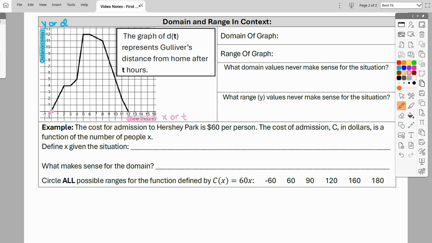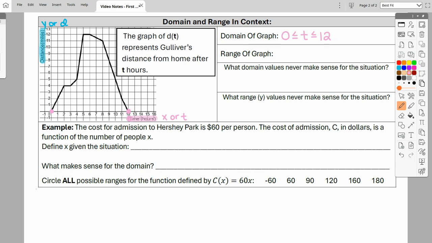For the domain of my graph, I look all the way left and I see my graph starts at the point of 0. I do include that point, it is part of my graph, so I put an equal sign under my less than sign. And this time, instead of x, I'll put t, since we're talking about time for domain. Then I'll have it less than or equal to the point on the all the way right side of my graph, 12. So my domain of the graph is 0 less than or equal to t, which is less than or equal to 12.